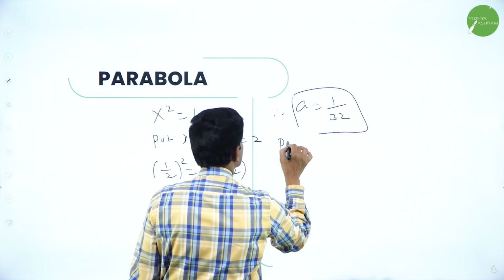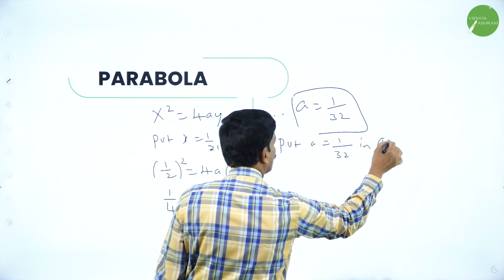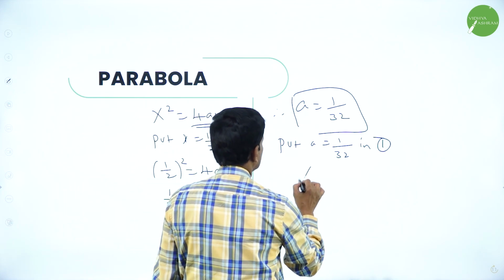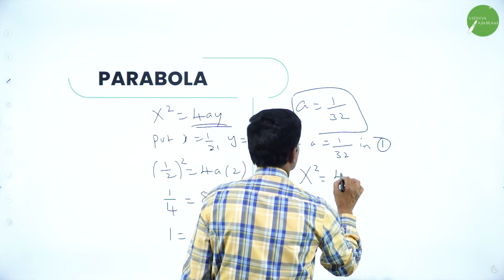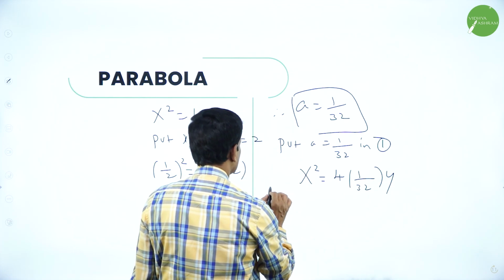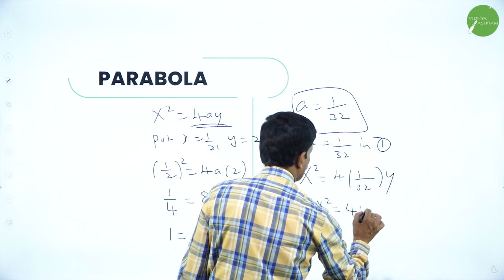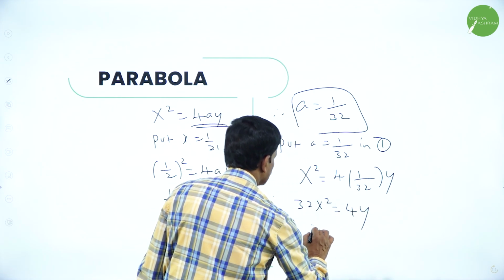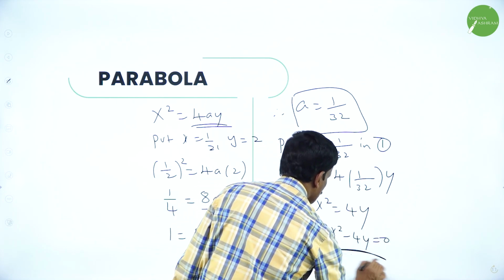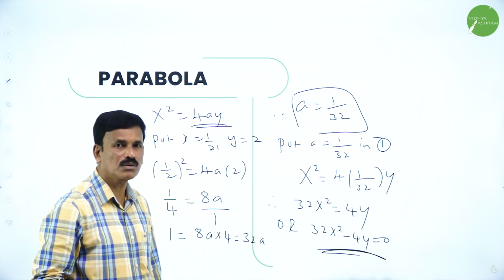Now put a is equal to 1 by 32 in 1. What is equation number 1? This is equation number 1. x square is equal to 4 into a is 1 by 32 into y. Cross multiply it. Therefore, 32x square is equal to 4y, or 32x square minus 4y is equal to 0 is the equation of the parabola. That's it. This is how we are going to solve this problem for 3 marks.